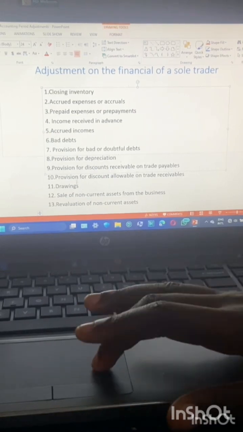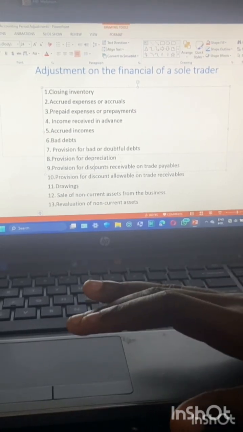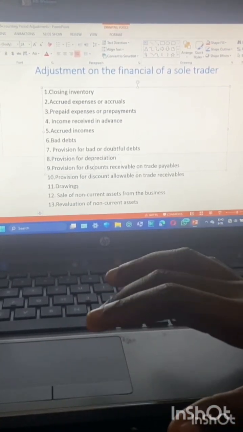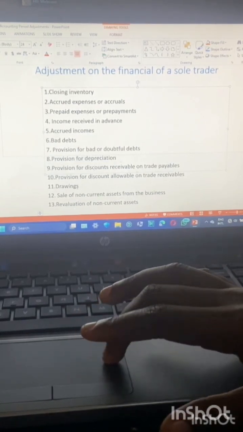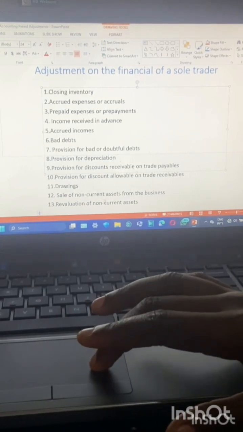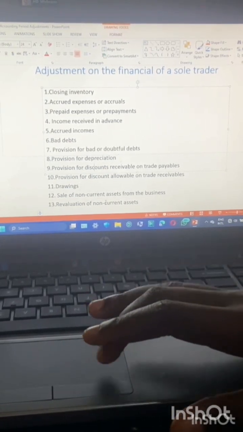Okay, now we have our drawings, a case where the proprietor withdraws goods for personal use. He can withdraw goods or withdraw money, but he withdraws from the business for personal use. Then we refer to them as what? Drawings. Then we have the sales of non-current assets as well as the revaluation, where the value of non-current assets is checked against the market price.